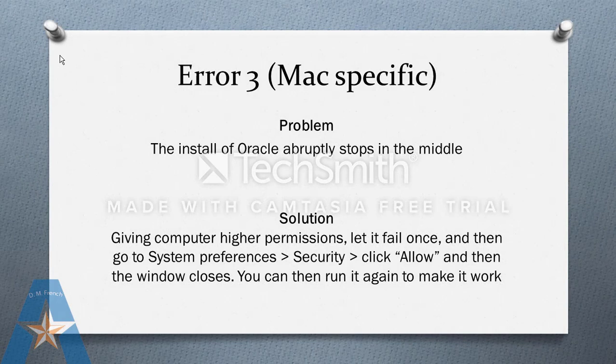Here is a Mac-specific error. When you're running the install of Oracle VM on a Mac, it errors out in the middle of the install. To solve this, you have to give the program higher permissions, so after running it once and having it fail, do this. Press System Preferences, Security, and then click Allow, and it will twirl to the bottom of the page. Then, just run it again and it will work.